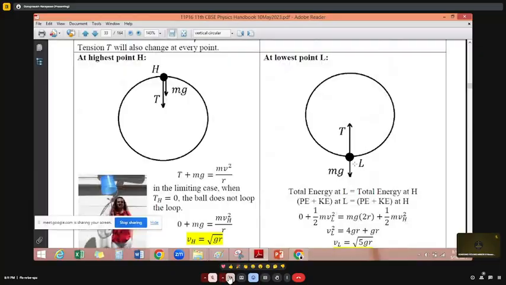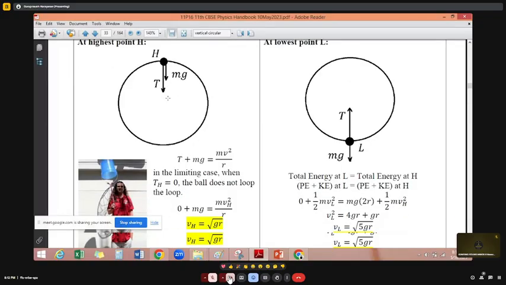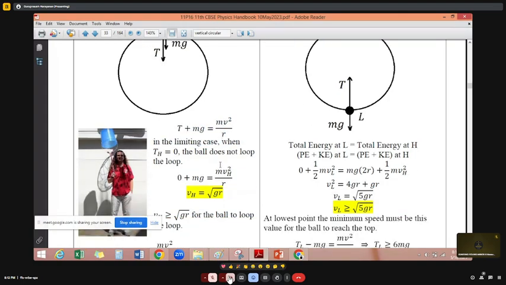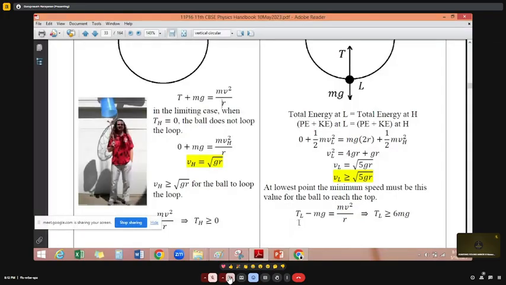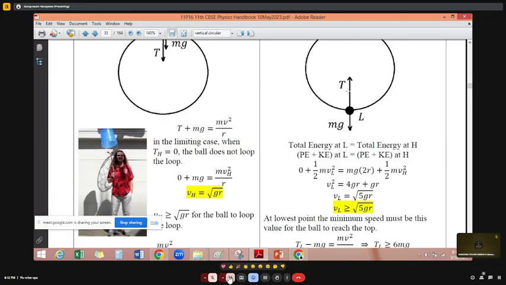Another thing to notice here is, look at the bottom point. Tension is acting towards the center because the string is this way, whereas the weight is acting downwards. But look at the topmost point. Tension is acting downwards and the weight is also acting downwards, which means here you will see that tension and mg are adding to give the centripetal force. Whereas in some other location like the bottommost point, tension minus the weight mg will give you the centripetal force, which means the tension will be higher in the bottommost point.